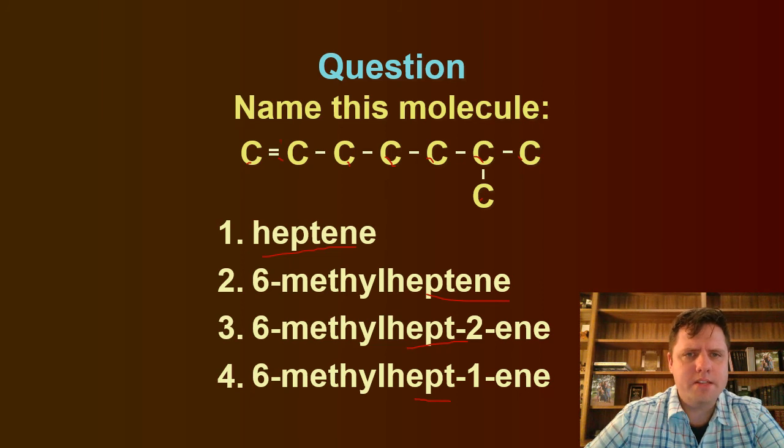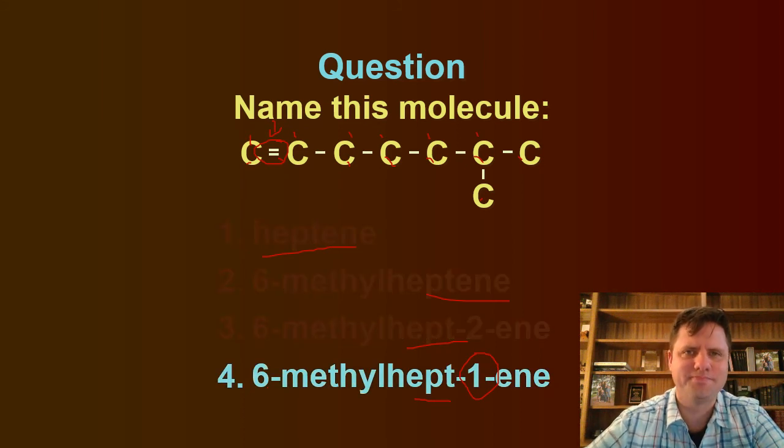But then we notice here that this double bond is actually in the very first position, the very first bond. So it's already going to give away that it's 1-ene. And then we know that we count from this side, the side closest to the double bond for carbons also. So 1, 2, 3, 4, 5, 6. So 6-methyl hept 1-ene is the answer to this problem.